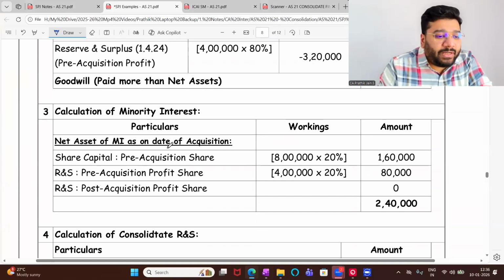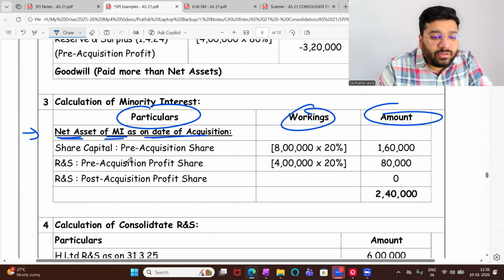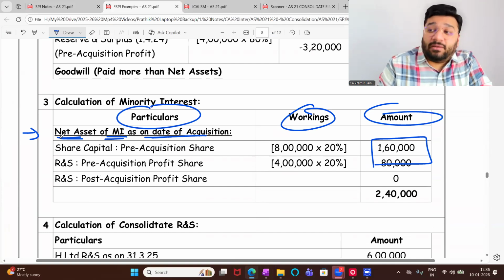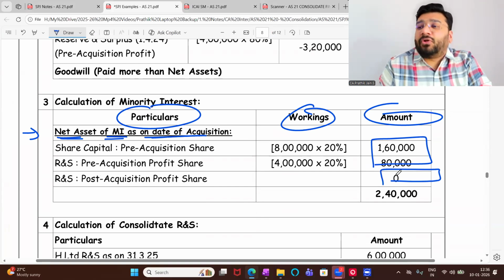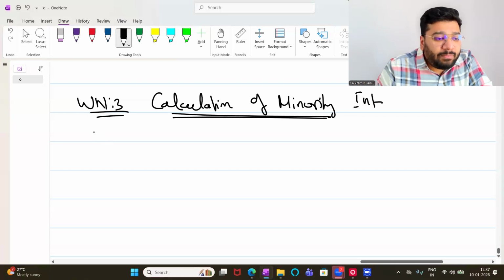This is your working note. Particulars, working amount. Net asset of minority interest on the date of acquisition is actually these both. If I ask the total of minority interest, then post-acquisition profit also should be added. Okay, not okay? Again, I'll discuss this somewhat after some more time. Write the format, people. Particulars.